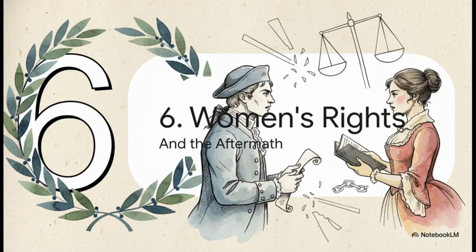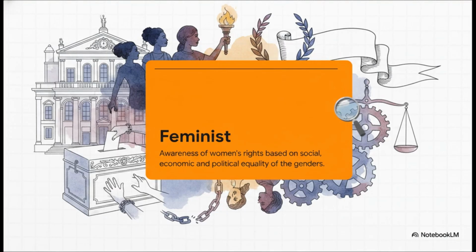Our next topic is women's rights and the aftermath. We really need to focus on the deep ideological clash regarding gender equality that sharply divided the liberal movement itself during this age of revolution. As we saw in the Frankfurt Church, despite their massive contributions, women were universally denied suffrage rights. This blatant hypocrisy led to the sharp rise of feminist awareness.